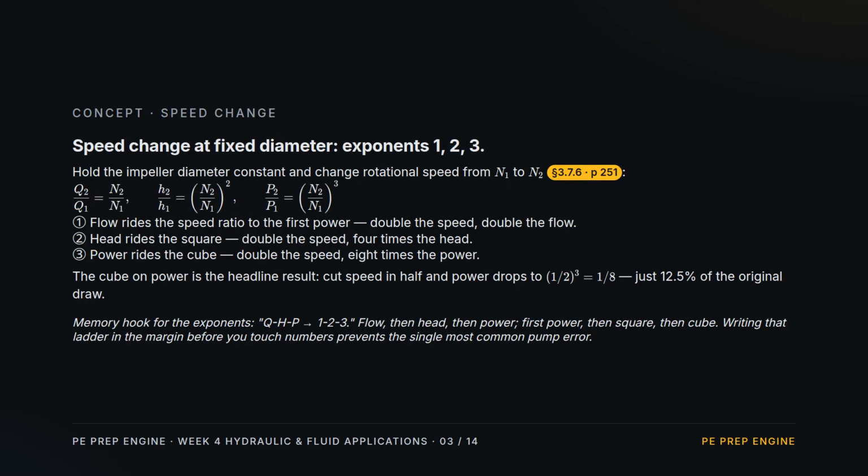The most common case, a speed change at fixed diameter. Flow rides the speed ratio to the first power, head the square, power the cube. So double the speed and you double the flow. Quadruple the head, multiply power by 8. The cube is the headline, cut speed in half, and power drops to 1/8. The memory hook, QHP, maps to 1, 2, 3. Write that ladder in the margin before you touch a number.